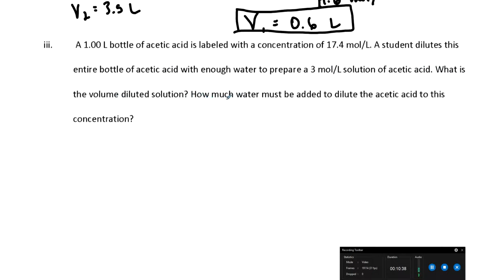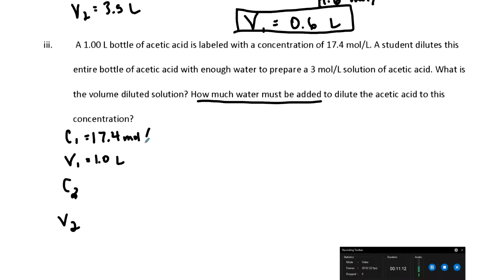Okay, so you always want to pay attention when it says how much water must be added, because then you have to do an additional step once you've done your calculation. So let's just take this one step at a time here. Okay, so a 1 liter bottle of acetic acid. So we've got 1 liter is labeled with a concentration of 17.4 moles per liter. A student dilutes this entire bottle with enough water to prepare a 3 mole per liter solution. Okay, so we're going to solve for V2, and that will tell us the volume of the diluted solution, and then we'll deal with the second question.